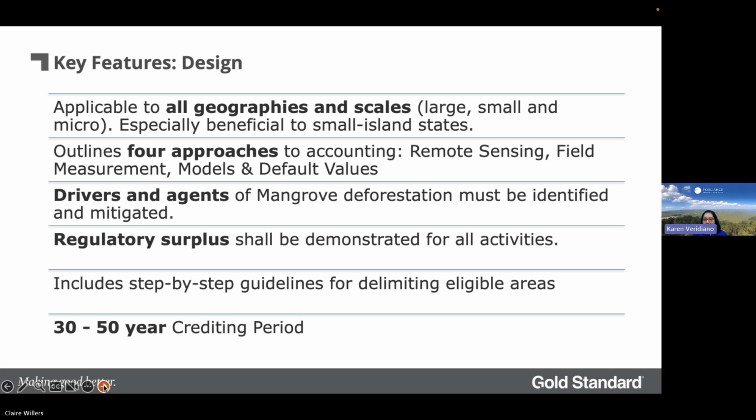And then at least the last three points: the regulatory surplus, delimiting the eligible areas, and the 30 to 50-year crediting period. Those are already the conventional, let's say, aspects embedded in the previous methodology of Gold Standard, but there is also flexibility when it comes to how project owners and project developers try to demonstrate these types of aspects that you would see on the last three key designs embedded within the methodology.